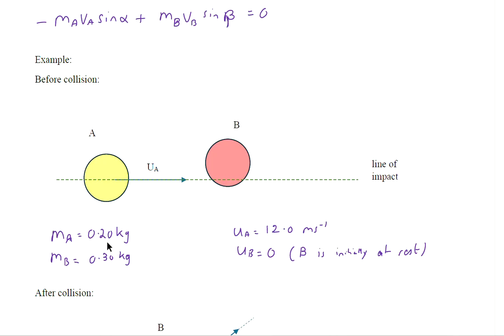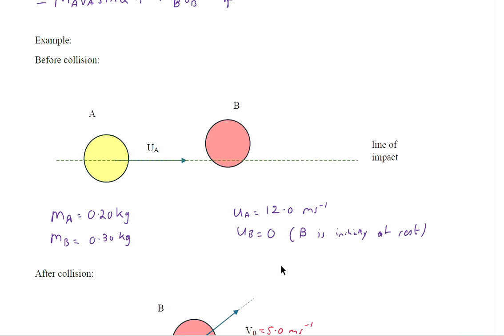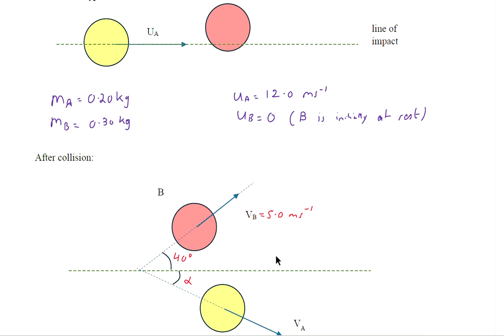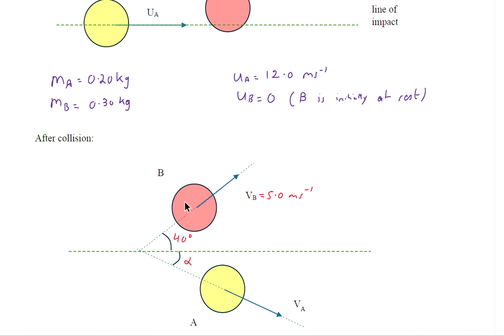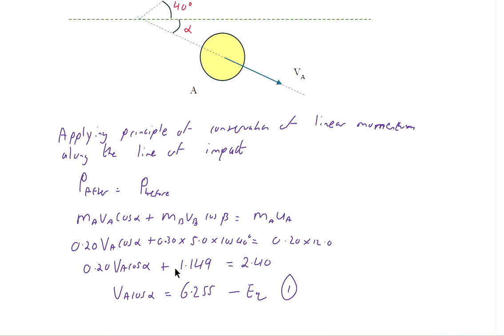So you have the mass of A, 0.20 kilogram, mass of B, 0.30 kilogram, the initial velocity of A, 12.0 meters per second. B, we're going to take it as initially at rest, that is stationary. After collision, let's say I have this situation. I'm going to have B moving at an angle of 40 degrees from the line of impact with a velocity of 5 meters per second. For A, we don't know the velocity and we don't know the angle, alpha. So how are we going to solve this now?